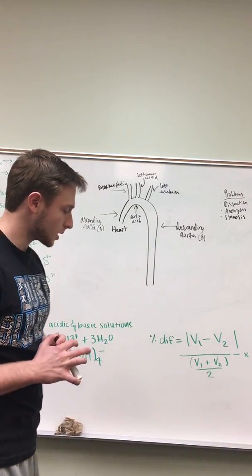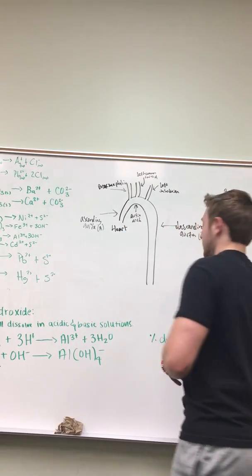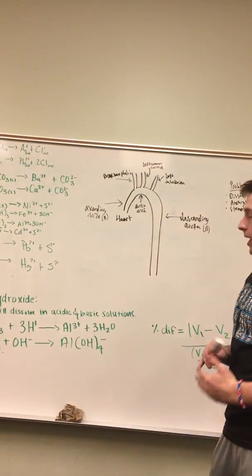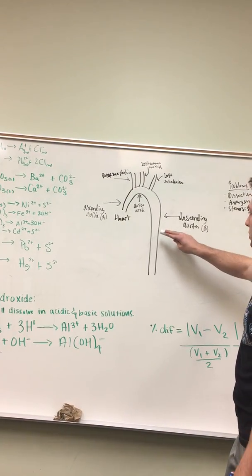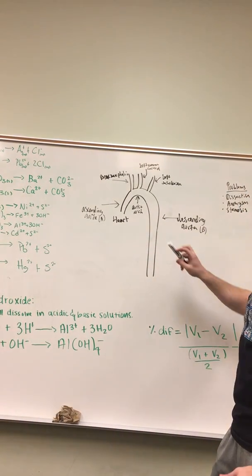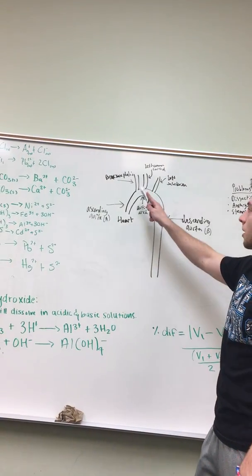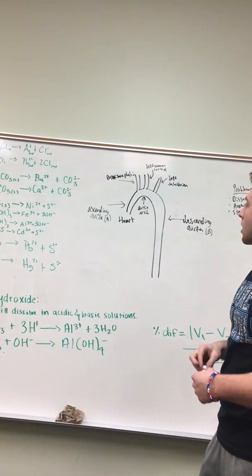Now, type B aortic dissection is still critical, but it is not as bad as a type A, because when you have a dissection just in the descending aorta, you're only losing blood supply to the lower extremities, and you still will have blood supply to your upper extremities, brain, and head.